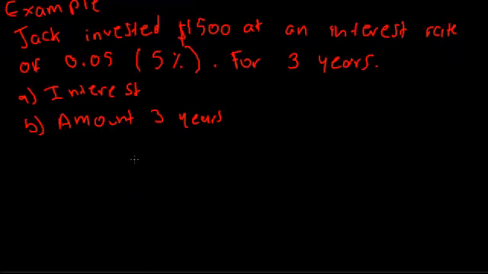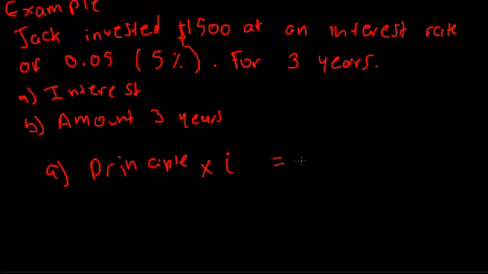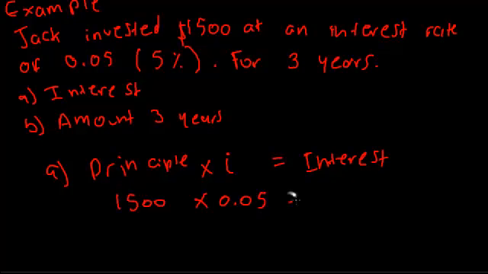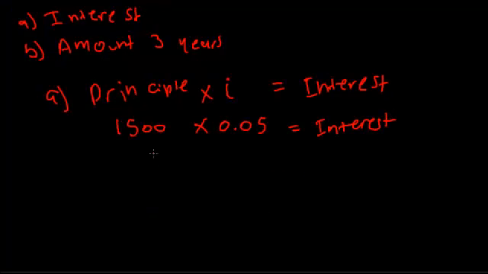Alright, so let me walk you through this. This is a pretty simple question. So for A, the interest is essentially the principal times the interest rate. This is equal to 1,500 times 0.05. Alright, so this is equal to 75. And that is the interest for 1 year. Per annum, as they would say.